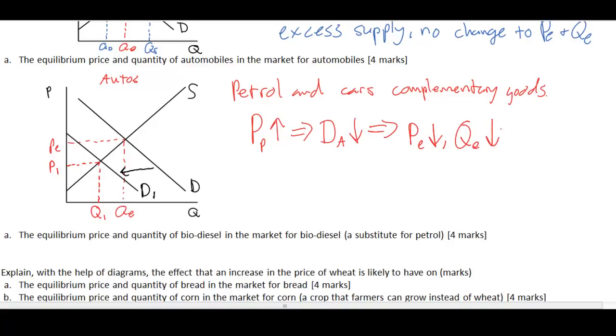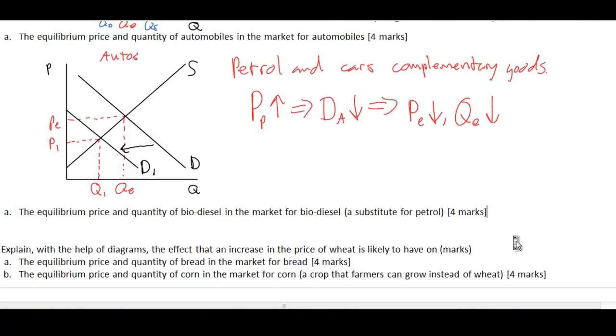The quantity supplied of automobiles is directly related to the price. As consumers demand fewer cars, the prices of cars fall, and producers respond by reducing the quantity that they supply. So the determinant of demand at play here is the price of related goods. And the way petrol and cars are related is that they are complements for one another.